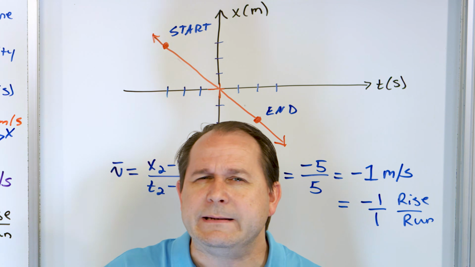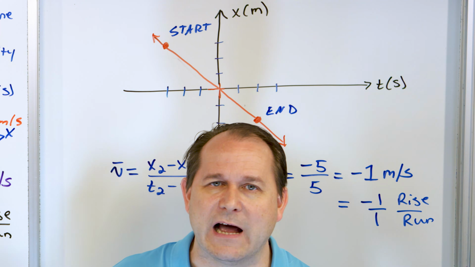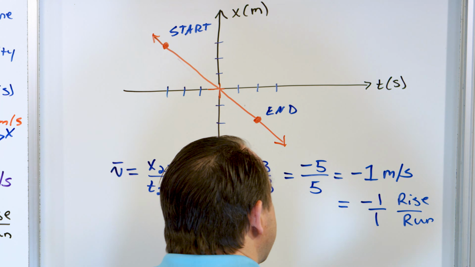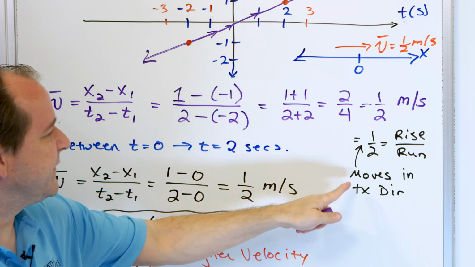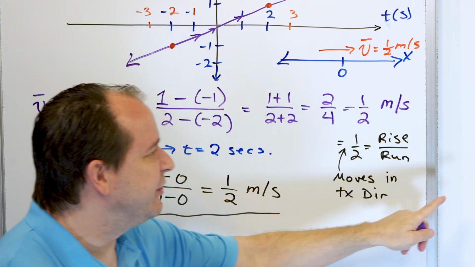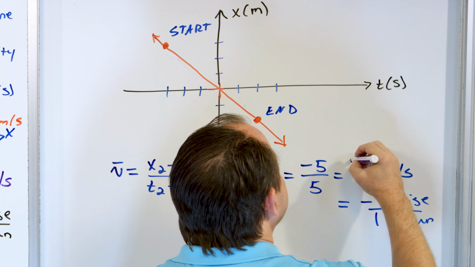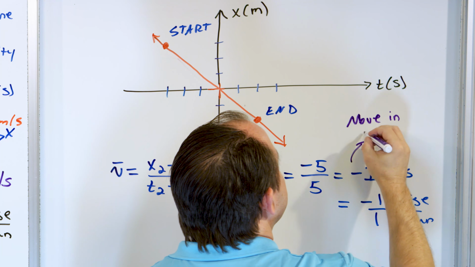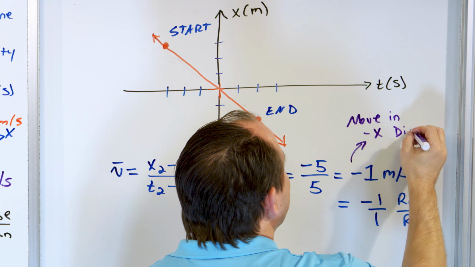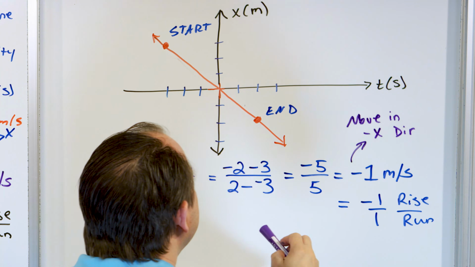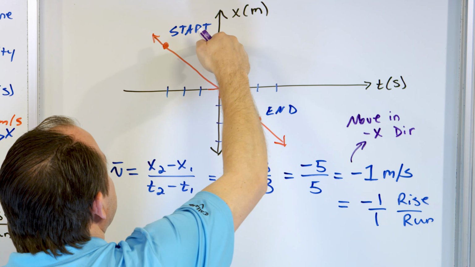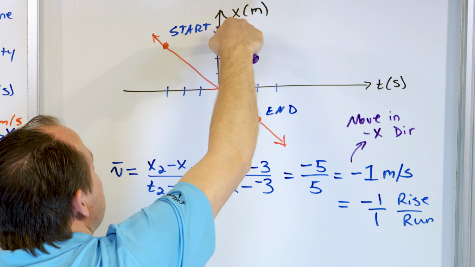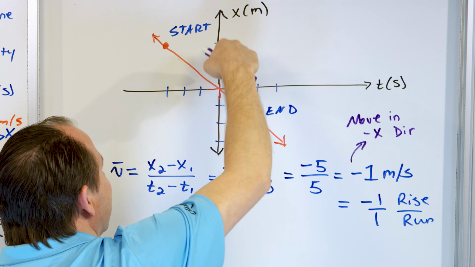But what does it physically mean to have a negative average velocity between these 2 points in time? Whereas before, the positive sign means I move in the positive x direction, the negative sign here means I move in the negative x direction. Notice I start here, and I end here, and I'm traveling this way down the x-axis. I'm traveling towards values of -x.